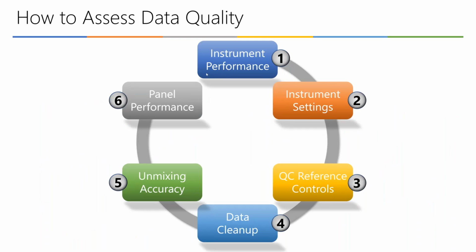So take home message, 6 steps to assess data quality. Your instrument performing well, your settings for acquisition optimal, your reference controls are high quality and that's reflected in your unmixing. You remove any unwanted events, especially technical issues or anomalies, and that you check the quality of your staining and the performance of your panel.